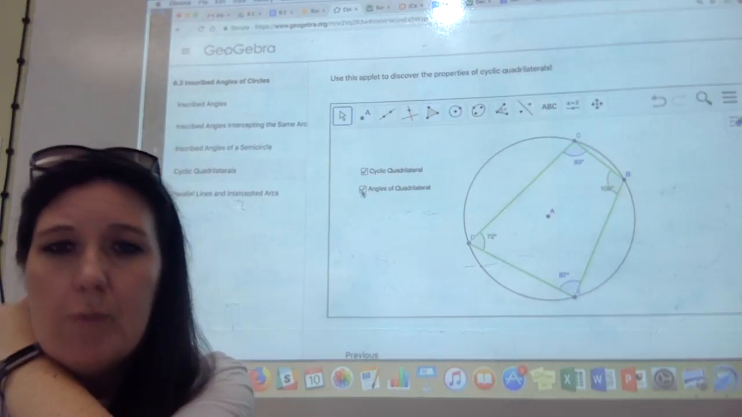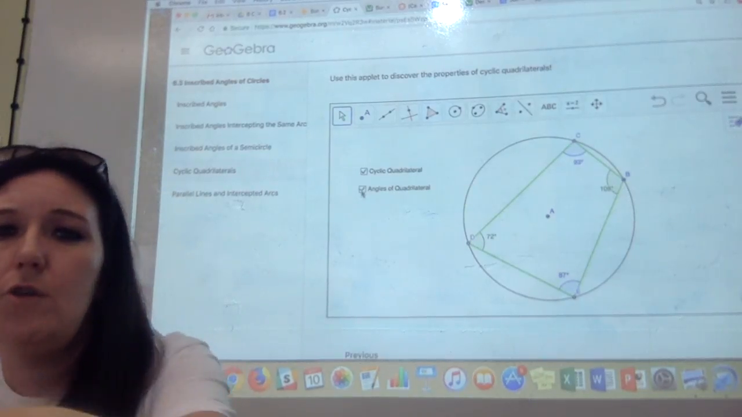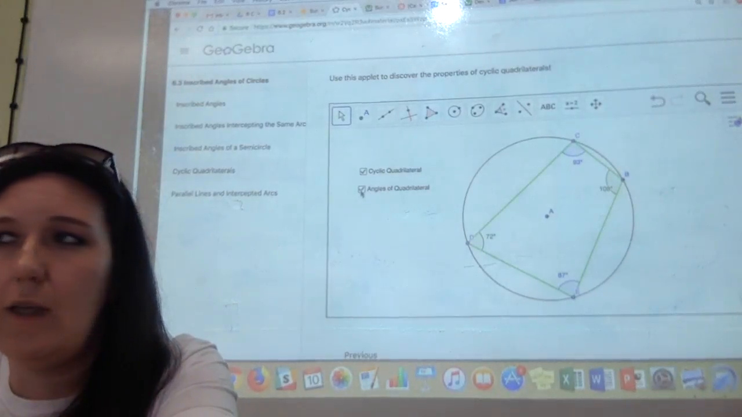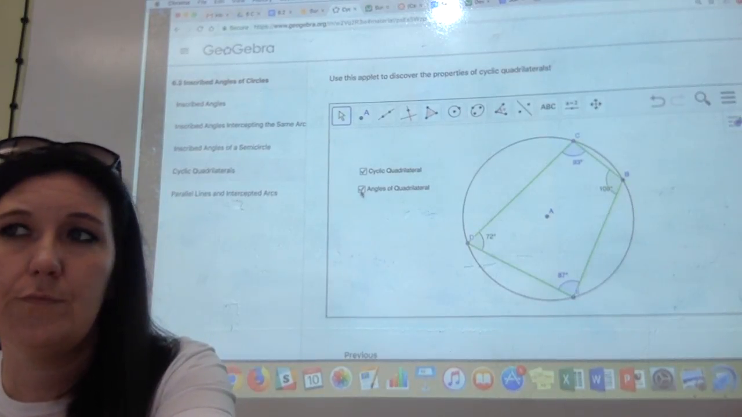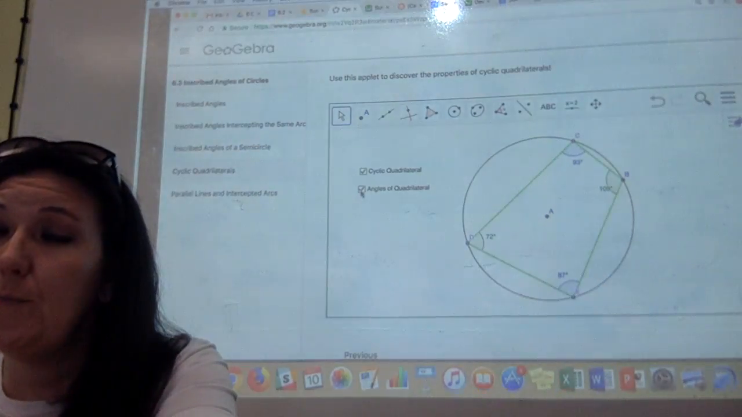So if I pop up the angles, do you notice a relationship between any of the angles? Two are blue. Yeah, two are blue, two are blue. Okay, what else?